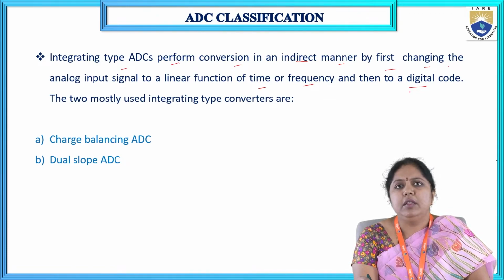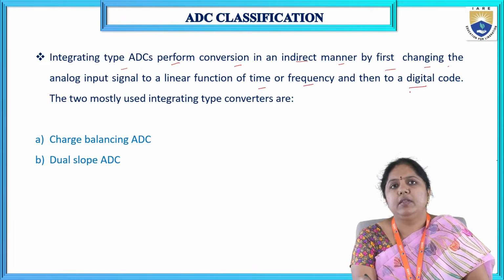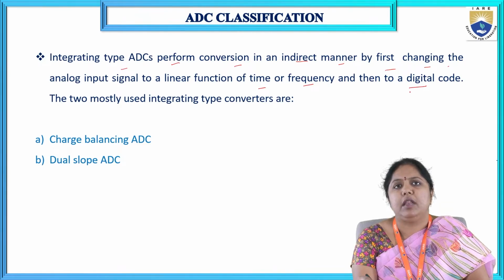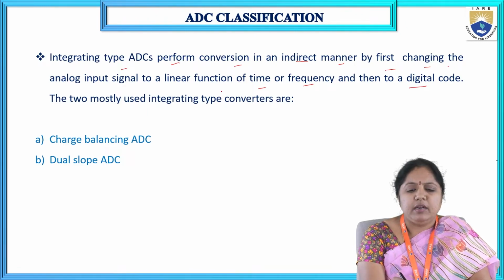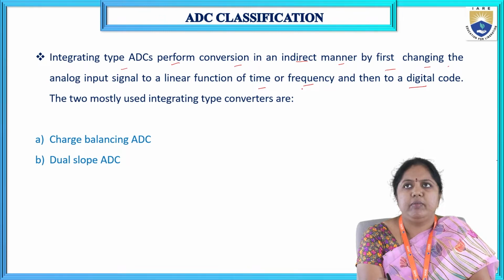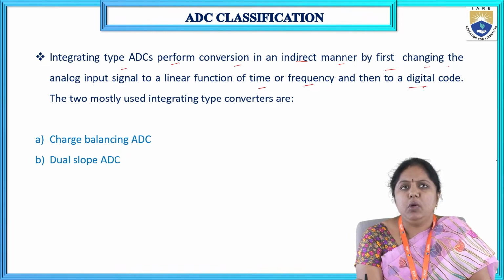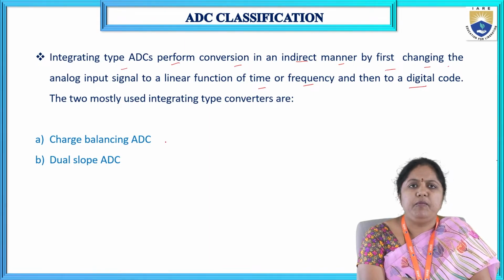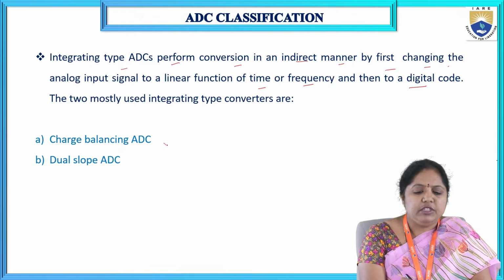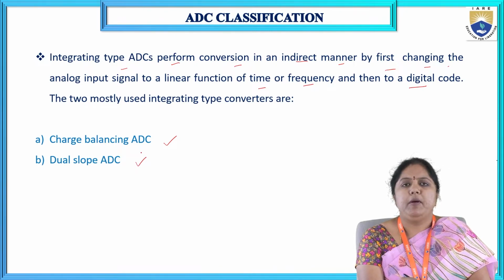So in this one, we are not comparing the analog signal with some other reference signal or internally generated signal. Here, there is simply a conversion process of the analog signal into a linear function of time or frequency. Later, we convert that into the digital code word. There are two types of integrating converters. The first is the charge balancing type of ADC and the other is the dual slope type of ADC.